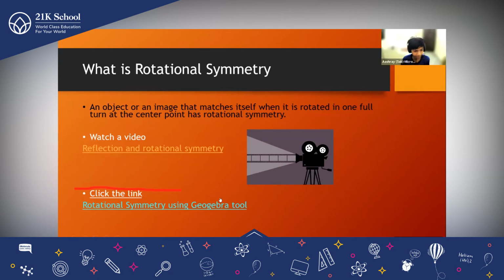Okay, ma'am. Okay, so I'm going to explain this using this GeoGebra math tool.